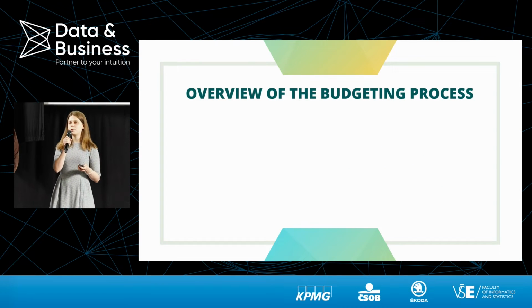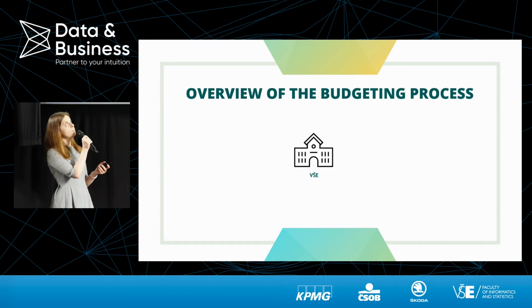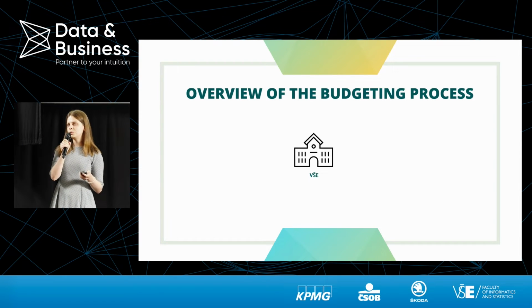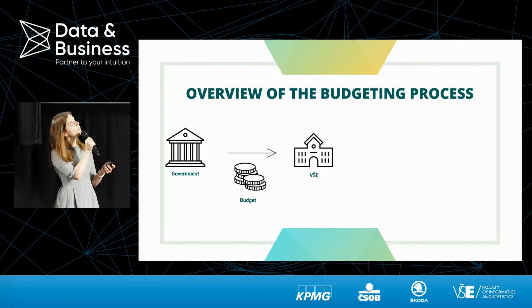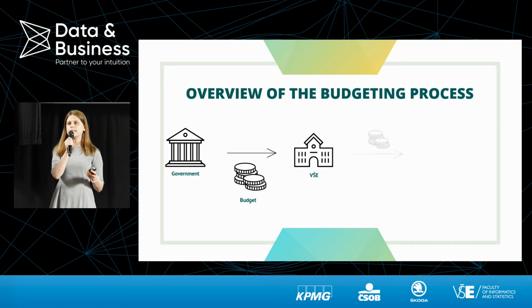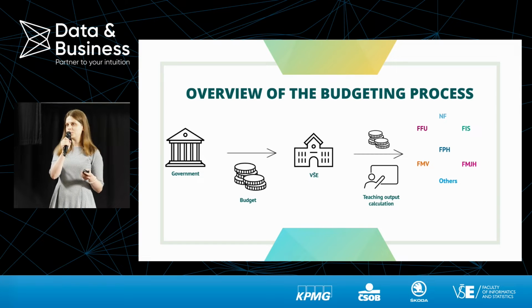Firstly, let's touch on the problem of budget allocation in our school. Every year, VŠE gets a budget in the amount of hundreds of millions of Czech crowns from the government. Then the money is allocated between faculties based on their total volume of teaching output.